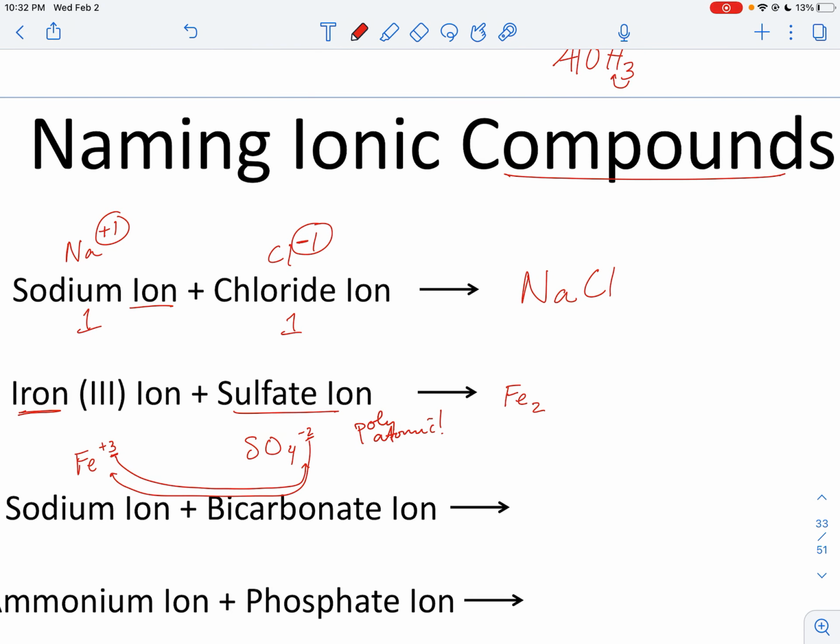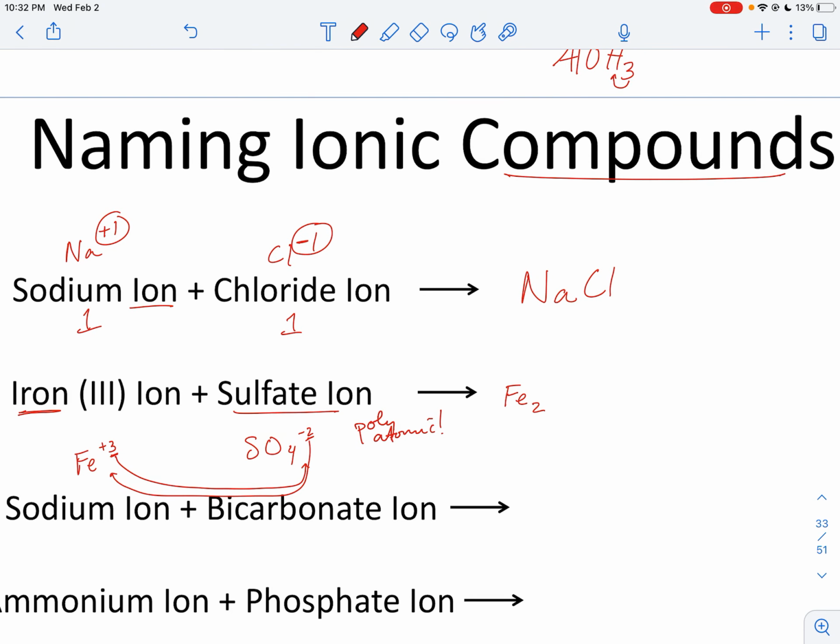Now let's double check. Does this give us a neutral unit overall? Does the amount of positive add up to the amount of negative? Does that cancel to 0? Well, each iron has a +3, right? And we have 2 of them. So it's like saying we have this. Here's my 2 iron +3 cations, and total, this adds up to +6 because each one has a +3.